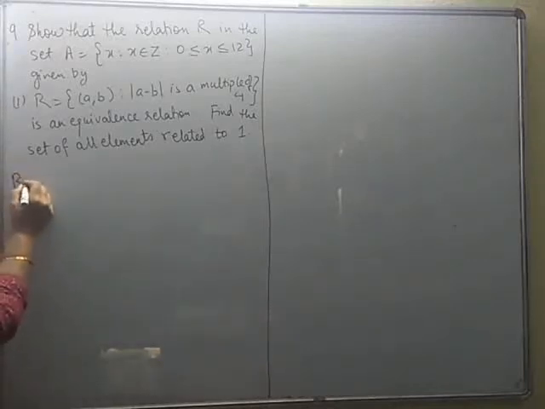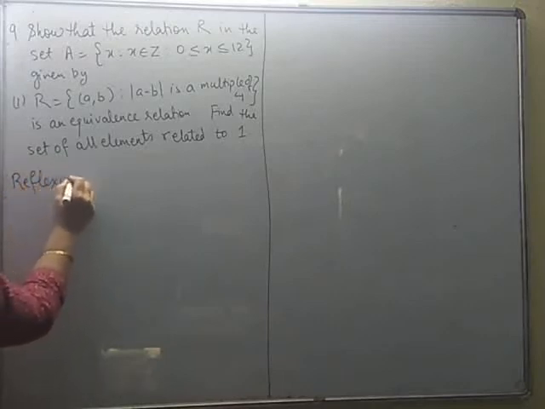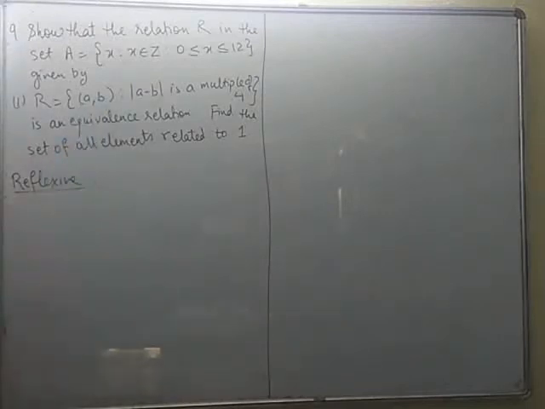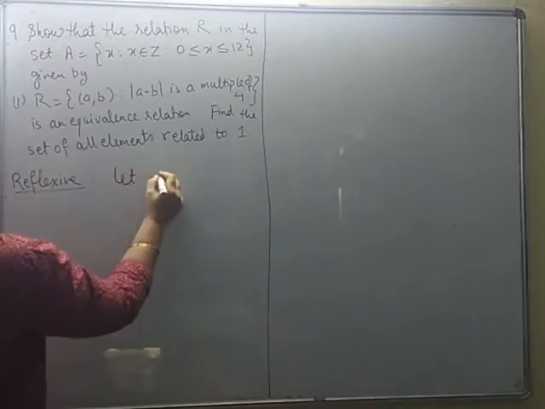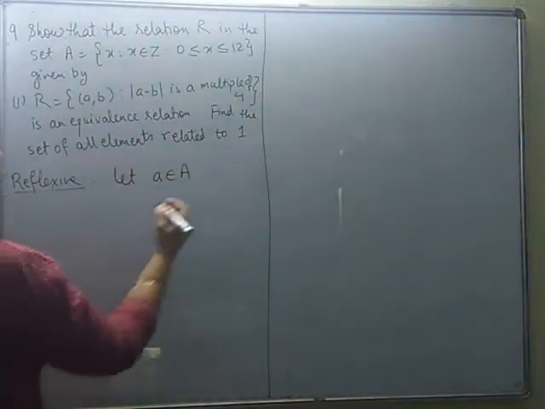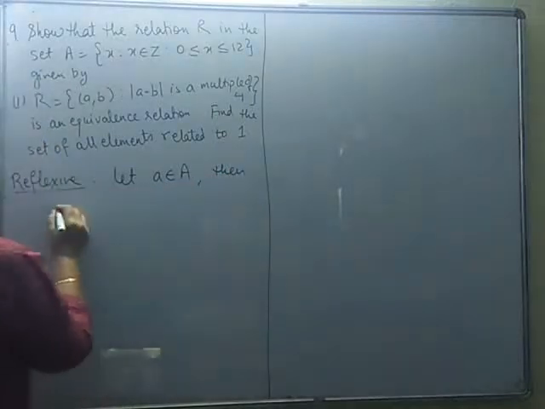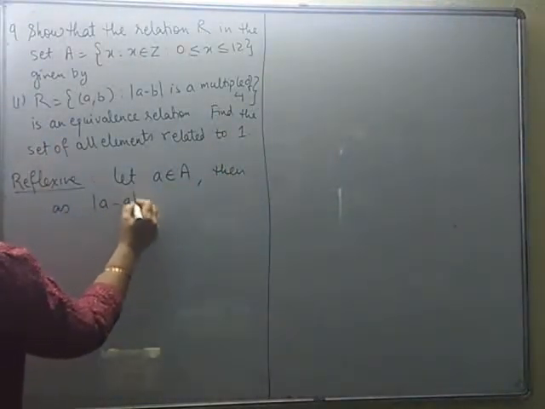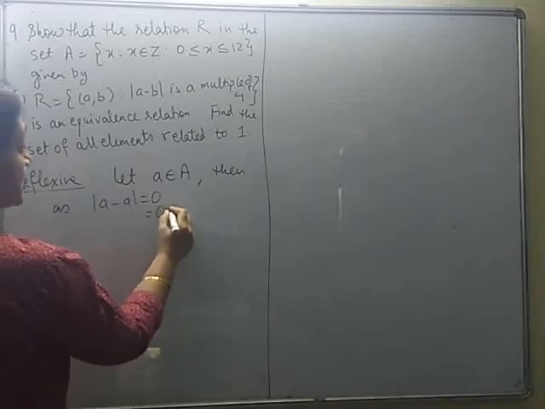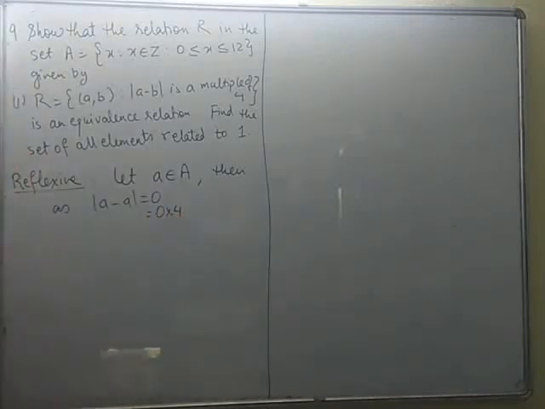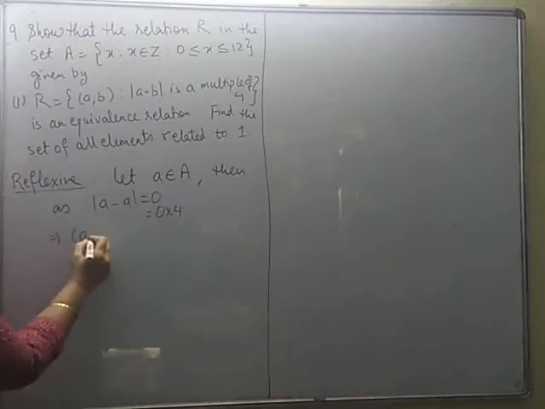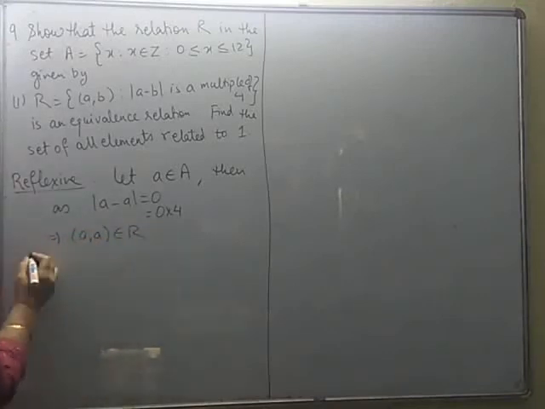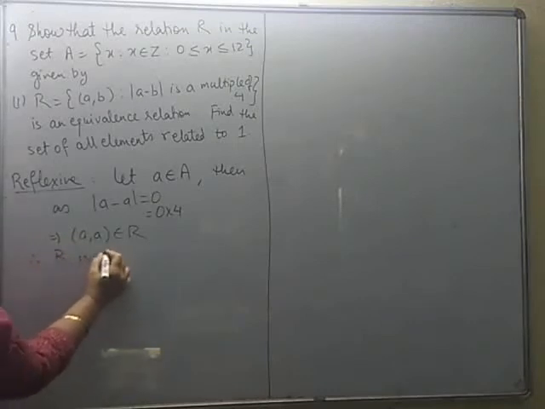In order to prove it is an equivalence, we need to first check whether it is reflexive or not. You can again see we can have plenty of pairs in R, and we cannot take each pair and justify it is reflexive. So instead, let us go for the general method. We can assume small a is an element of set A, then as modulus of a minus a is 0, which can be written as 0 into 4, you can see it is a multiple of 4. So this implies (a, a) will belong to R, and we can say R is reflexive.